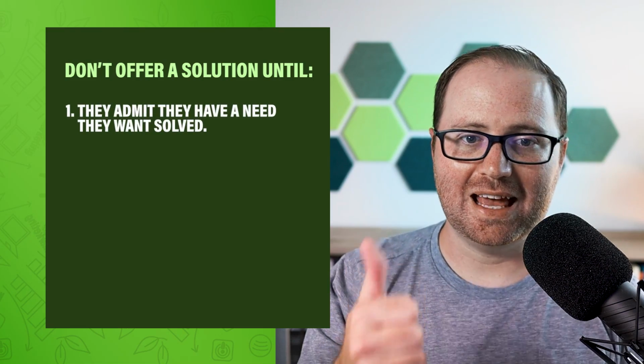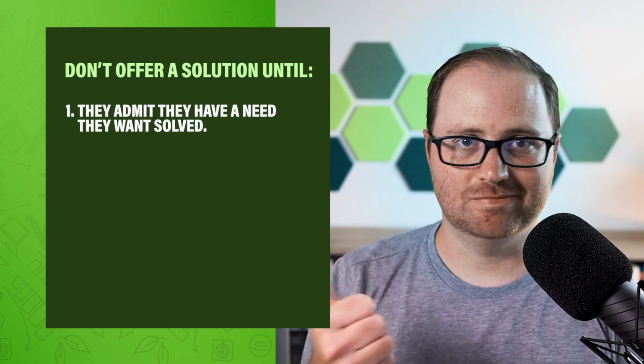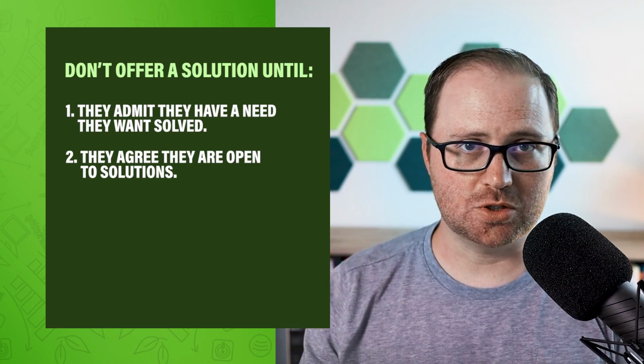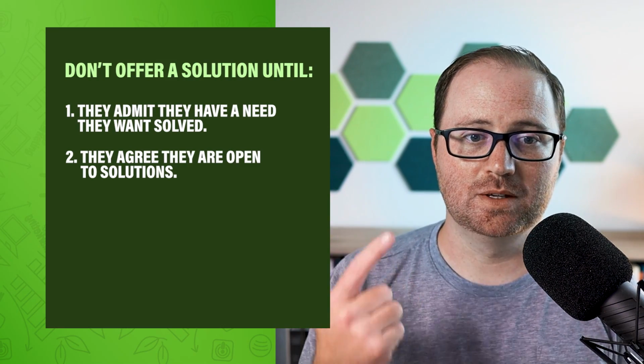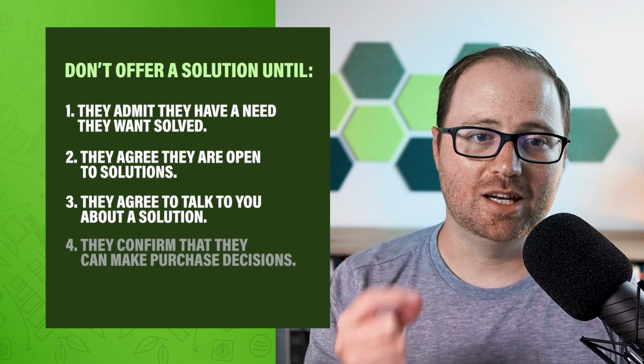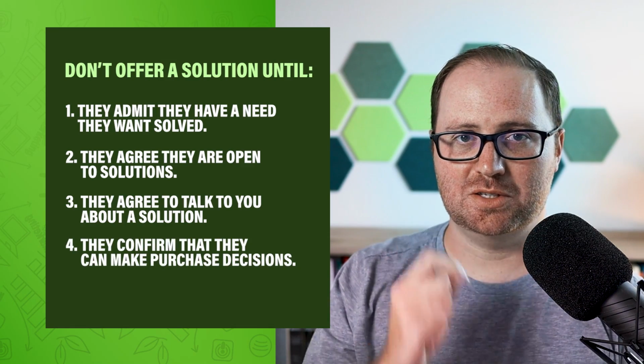So those are the 4 things that need to take place before you switch into offer mode, before you start talking about your solution. Number 1, your prospect needs to admit that they have a need they want solved, first and foremost. Second, they agree that they are open to solutions. They actually want to solve the problem. Number 3, they agree to talk to you about a solution. And then number 4, they confirm that they can make purchase decisions.